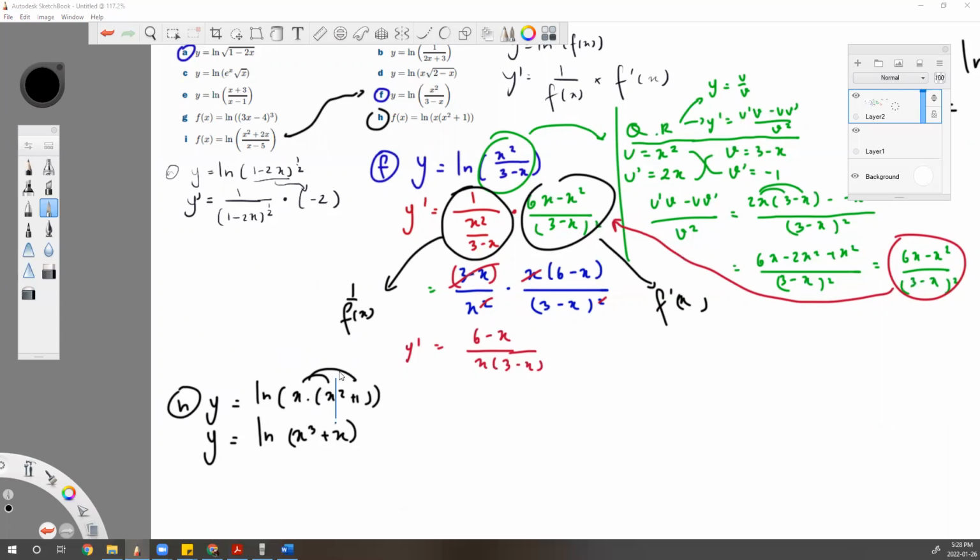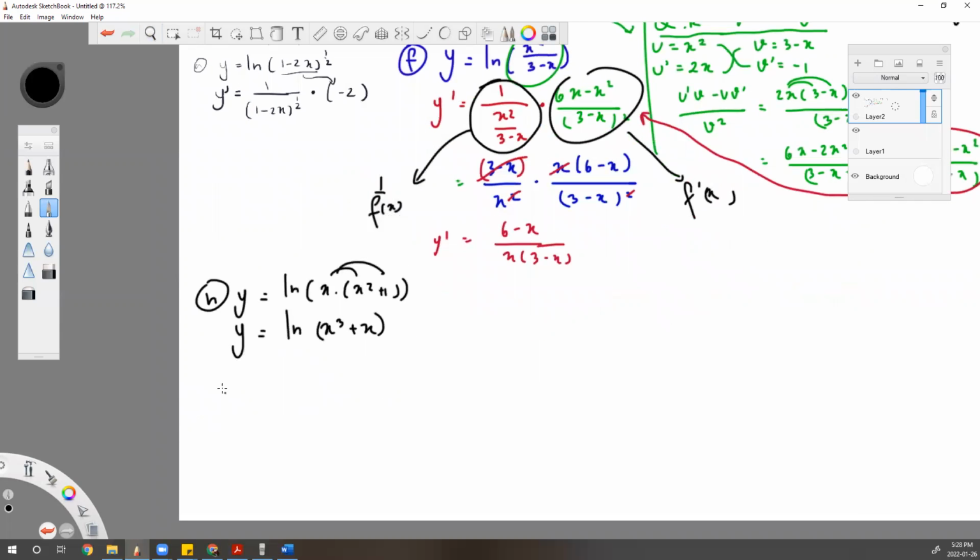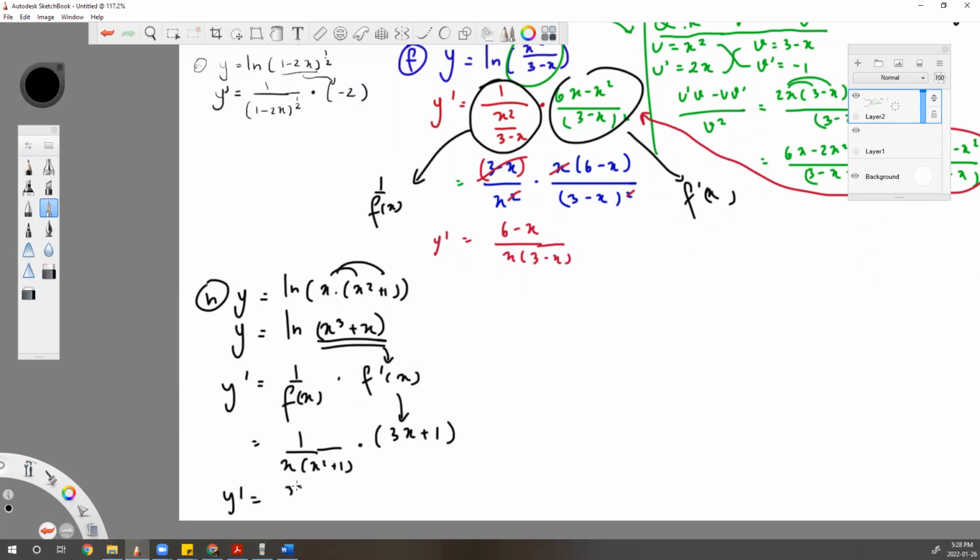You just derive properly, usually. So y prime equals 1 over f(x) times f'(x). So 1 over this, or let it be x squared plus 1, you just go for the original one, times f'(x), which will be 3x squared plus 1. Then you are done. So y prime equals 3x squared plus 1 over x cubed plus x. That's it.